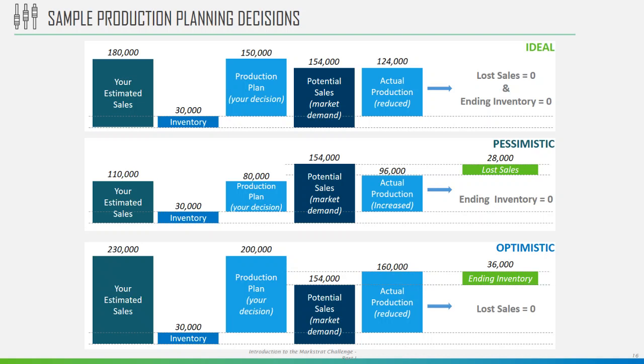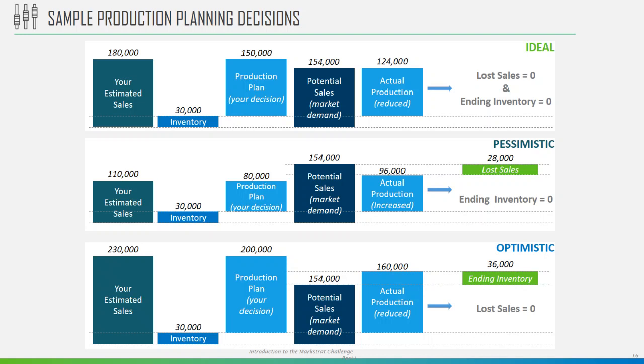Actual demand for your product is 154,000. The simulation is going to reduce that 150 down to 124 to allow you to perfectly meet demand. You'll end up selling the 30,000 that you held over from last period plus 124,000 new ones that you ordered.